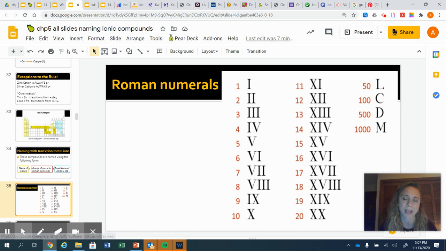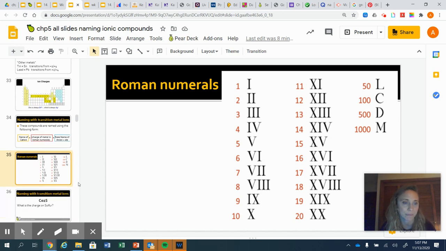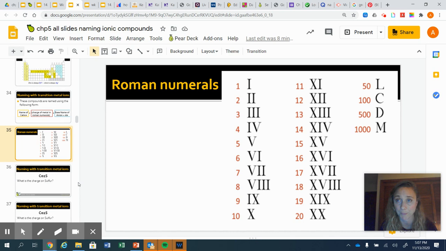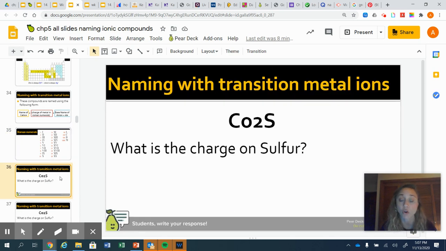Usually, we're not going to go past 6 or 7. Occasionally, you could, but yeah. So make sure you have a Roman numeral list handy if you don't have your Roman numerals memorized. All right. So, for example, cobalt, capital C, little o.